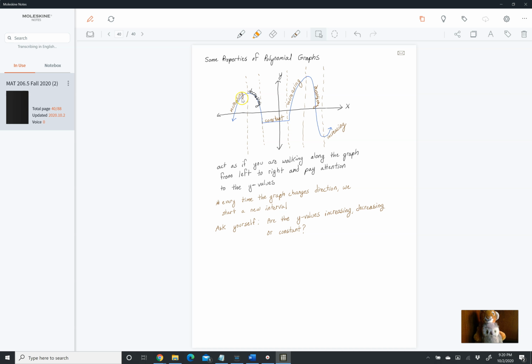Your maximums are your high points. That's when you go from increasing to decreasing. So think of this as, hey, I'm on top of a hill. If I'm on top of a hill, I'm at a maximum. And if I'm in the bottom of a valley, I'm at a minimum. Okay, so let's write that down. That's the second thing that we're going to be looking at.